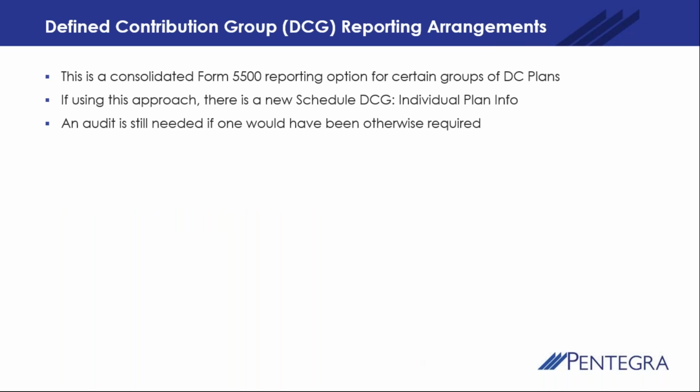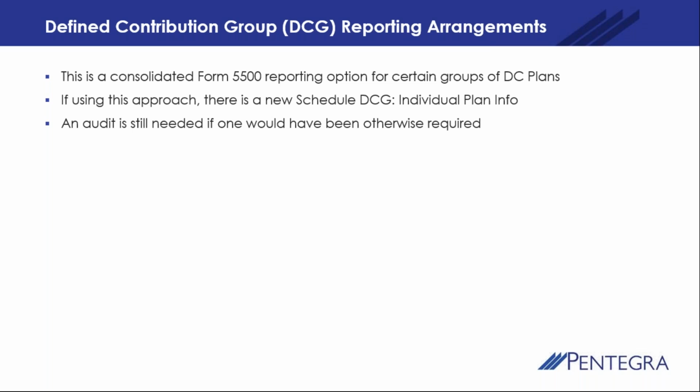Okay, now that you've sat through my history lesson about how long it's taken these changes to hit our desks, why it's important to know about these changes, and the potential for changes in the future, let's actually talk about what's happening now with this year's filing. So we have a few little tweaks to the Form 5500. One is the presence of defined contribution group, or DCG, reporting arrangements. So this is a consolidated Form 5500 reporting option for certain groups of DC plans.